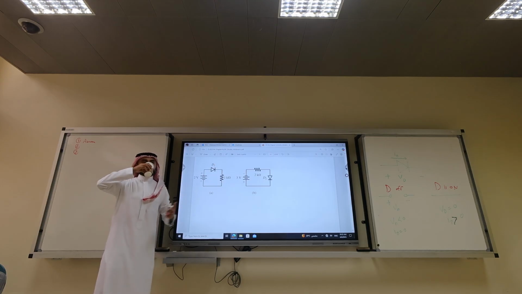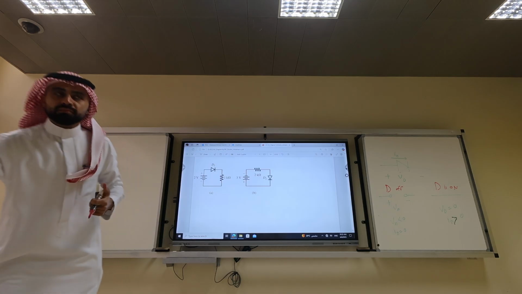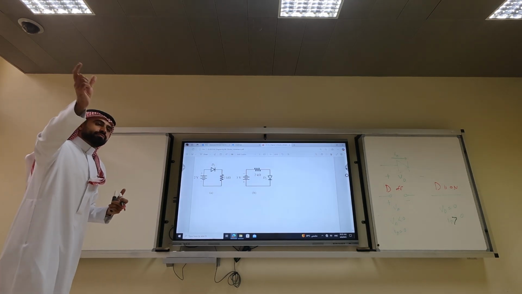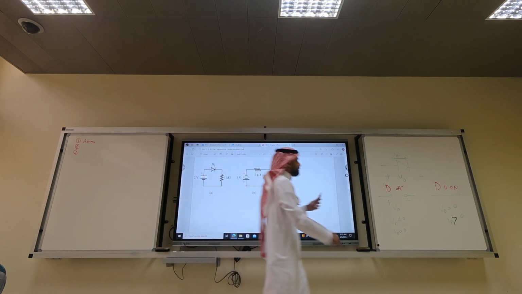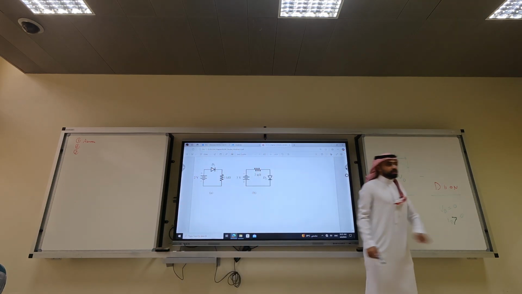So what do we assume? Diode on or off? On. Okay, if the diode is on, what's the equivalent circuit? Short circuit.